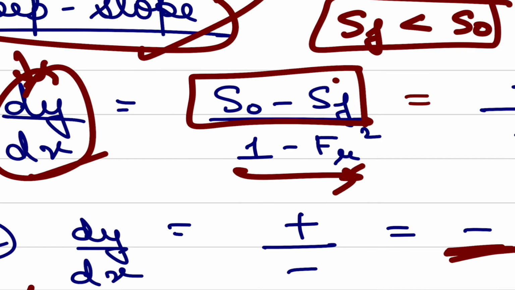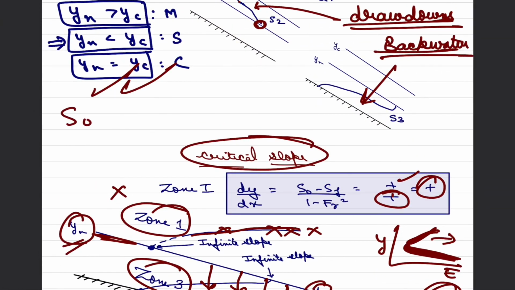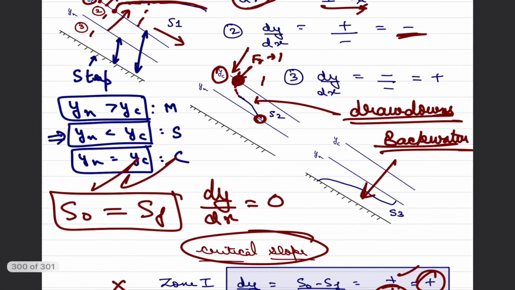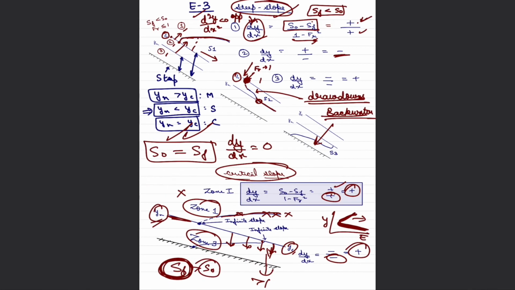Similarly, when we talk about what happens when our water profile approaches normal depth, we know that when the water profile approaches normal depth, our S naught becomes equal to SF. That would mean that in case of dy by dx, the numerator would become 0, and that means that at normal depth, our water profile becomes parallel to the normal depth of flow. And that is how we can analyze the asymptotic behaviors, that is, what would happen to the profile or to the tangent of water profiles at various boundary conditions.